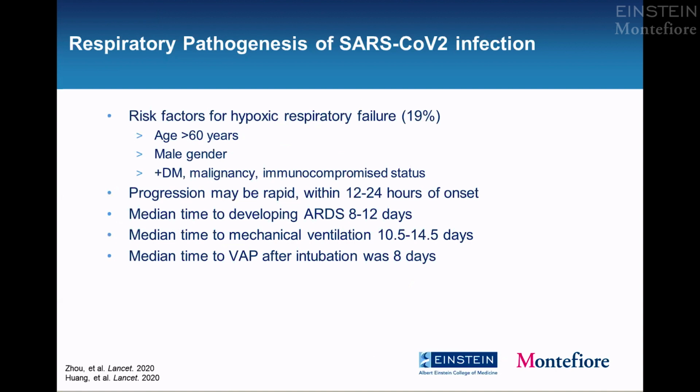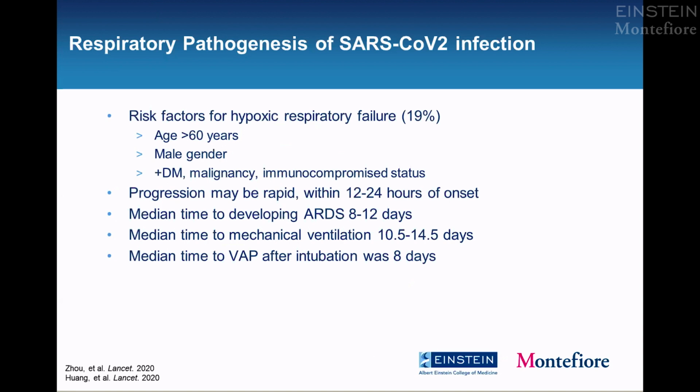So not everyone, as we know, who has a COVID-19 infection necessarily develops these severe manifestations, and risk factors for hypoxic respiratory failure, which occurs in some degree in about 20% of patients, include age over 60 years, being male, having diabetes, underlying cancer, or being immunocompromised in some way. And for patients who do present this way, the pattern of progression is often very pathognomonic. When hypoxic respiratory failure develops, the progression is often rapid from its initiation. Within 12 to 24 hours of onset, we see that patients can go from mild to very severe symptoms.